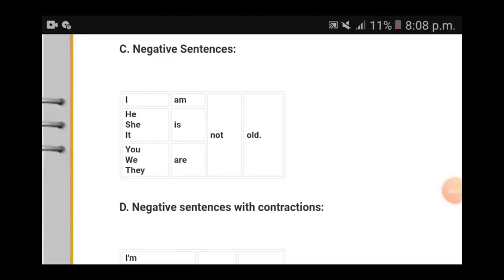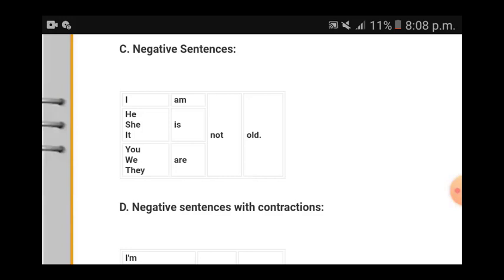Everybody. In the last lecture, we learned how to make affirmative sentences using the verb to be. تعلمنا كيف نكتب جملة مثبتة باستخدام فعل الكينونة. In this lecture, we are going to learn how to write negative sentences using the verb to be. في هذه المحاضرة سنتعلم كيف نكتب جملة منفية باستخدام فعل الكينونة.